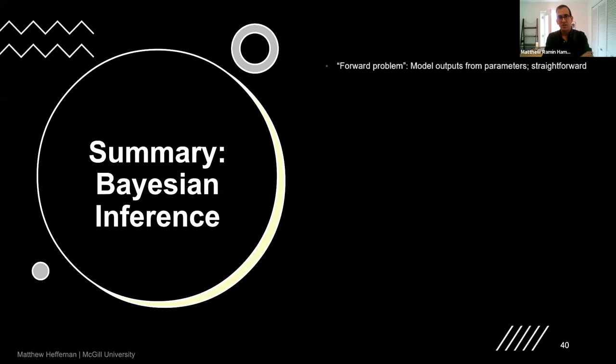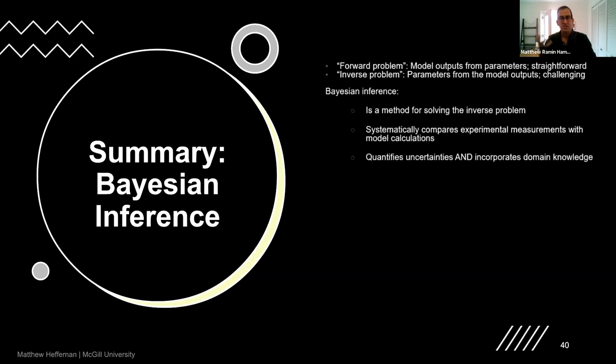A brief summary of Bayesian inference is that you start with two problems. You have a forward problem, which is straightforward: calculate model outputs given a set of parameter inputs. You also have the inverse problem, where you're trying to find the parameters that produce a particular set of model outputs, and that can be a lot more challenging. Bayesian inference is really a tool for solving inverse problems. What you can do with it is systematically compare your experimental measurements to your calculations, and then quantify your uncertainties while incorporating other domain knowledge in a clear and explicit way.